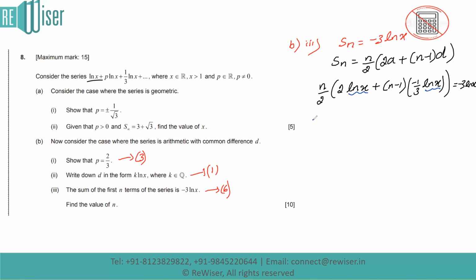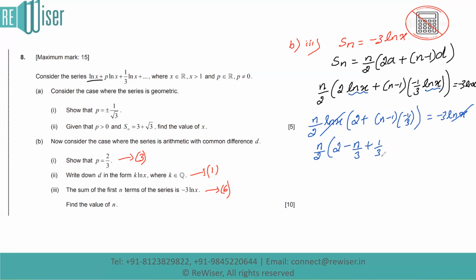If I take it out, it's going to be n over 2 times ln x into 2 plus n minus 1 times minus 1 by 3 is equal to minus 3 times ln x. On both sides I can cancel out ln x. So it's just going to be n over 2 times, and if I multiply this minus 1 by 3 inside, it's going to be 2 minus n by 3 plus 1 by 3 is equal to minus 3.